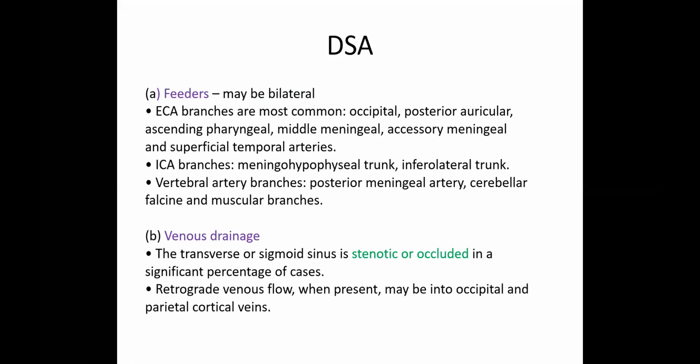What we see in the DSA is we can see the feeding arteries from the ECA, like occipital, posterior auricular, ascending pharyngeal, middle meningeal, and ascending accessory meningeal, and superficial temporal arteries. Besides this, we can also see feeding from the meningohypophyseal trunk and inferolateral trunk, sometimes from vertebral branch. Of course, in venous drainage, is transverse sigmoid sinus, and this may be stenotic or occluded.